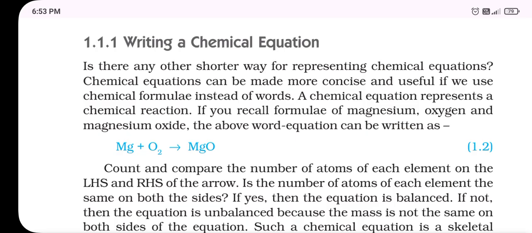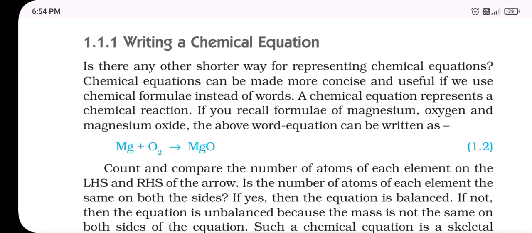A chemical equation represents a chemical reaction. So, what does a chemical equation represent? This is the question. A chemical equation represents a chemical reaction. That's the good answer. If you recall the formula of magnesium, which is Mg, and oxygen, which is O, and magnesium oxide, which is MgO, the above word equation can be written as Mg plus O2 forms MgO.